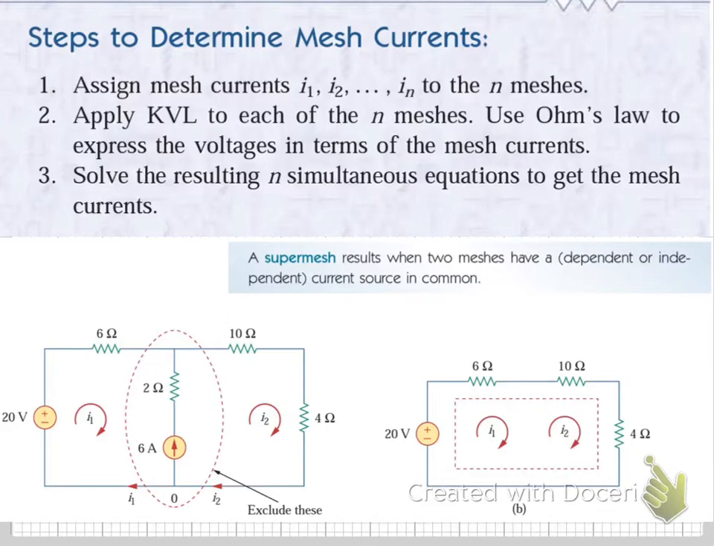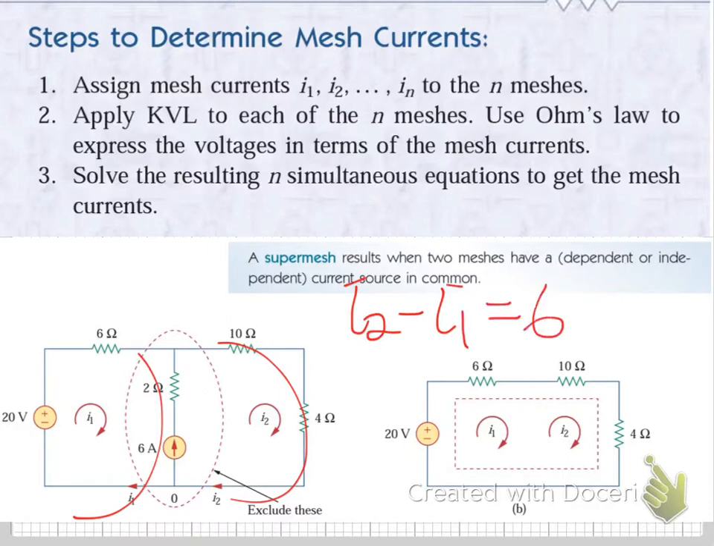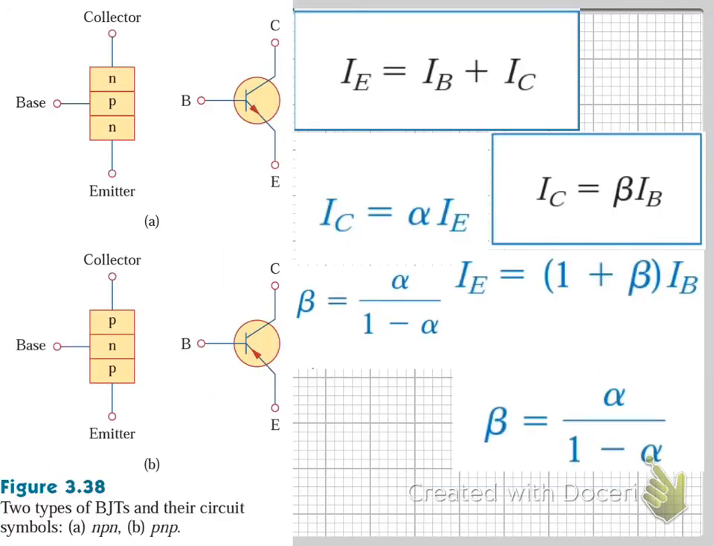Your supermesh is when you've got a current source that is between two meshes, and then you consider this mesh and that mesh to be one mesh, and then you just say that I2 minus I1 is equal to 6. Why I2 minus I1? Because this one enters this way, and that one is minusing to give you the 6. Yes. That is that.